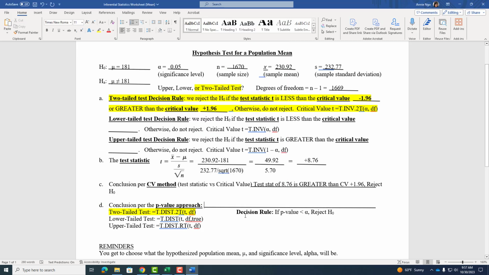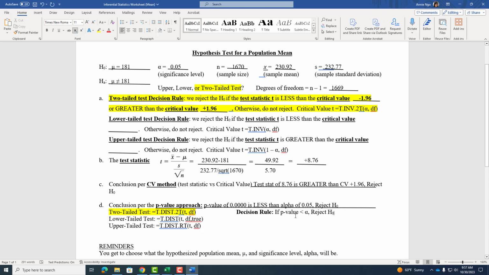And so we'll say because my p-value of 0.0000 is less than my alpha, and again, we chose the alpha, which was 0.05, we are going to reject the null. And let me just subscript that. Okay. And if you forget that decision rule, I have it right here.